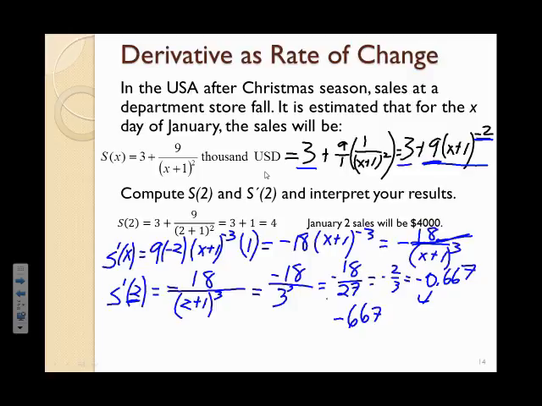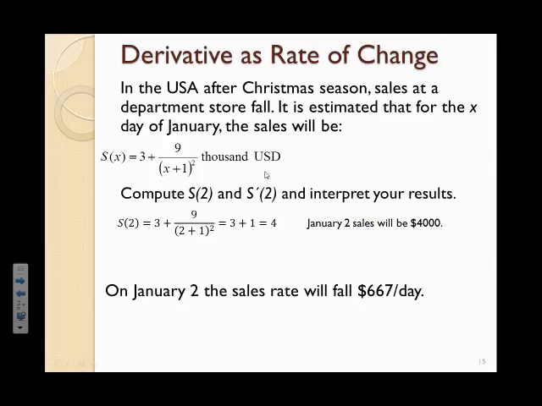$667 per day, put the dollars up here, on this January 2nd. So maybe a better and much neater way to do it would be to say that the sales rate on January 2nd is falling. It's going down by $667 per day.